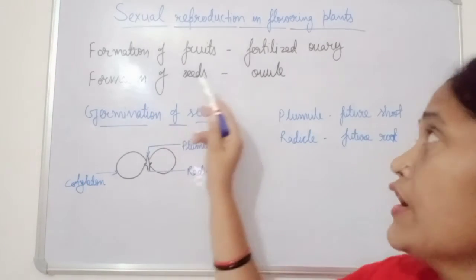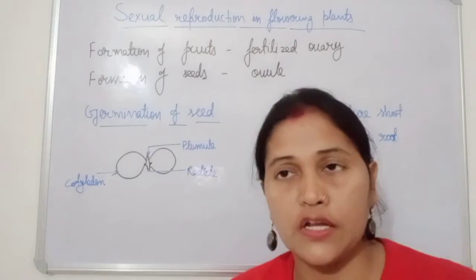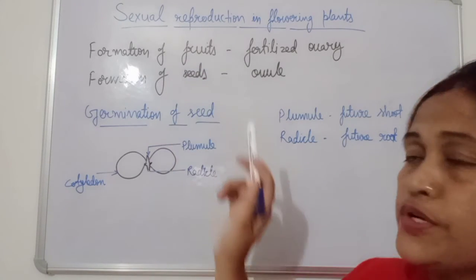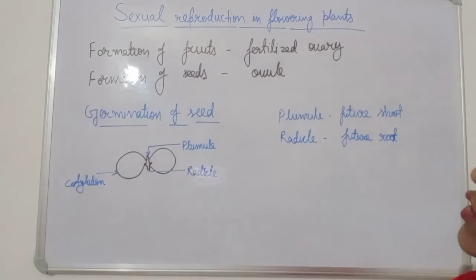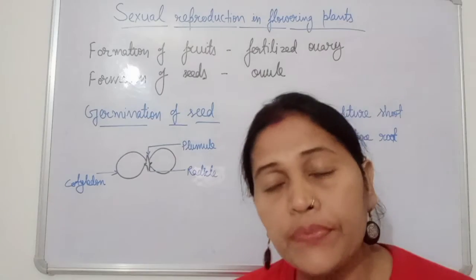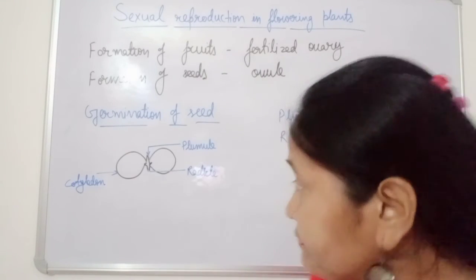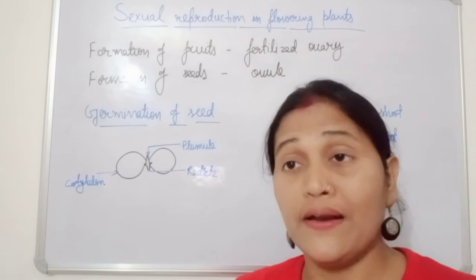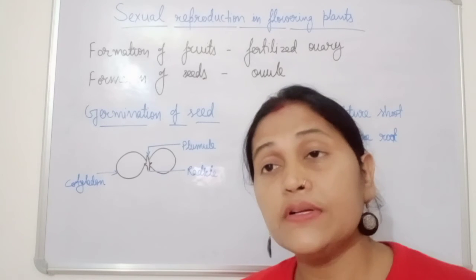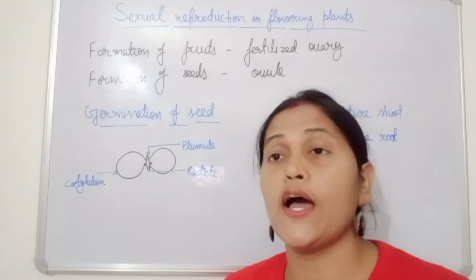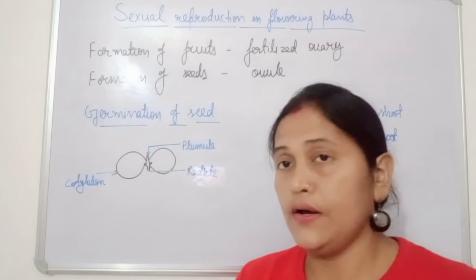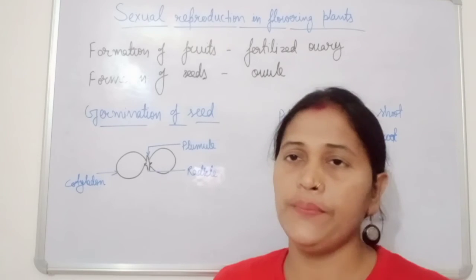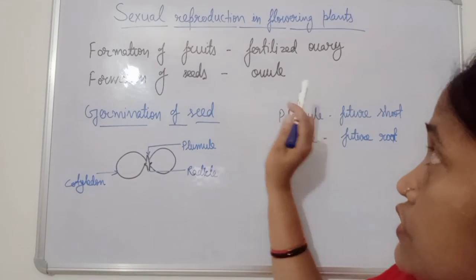So this is the fate of fertilization. After fertilization, the events are the formation of fruit through the fertilized ovary and the formation of seed by the ovule. Now what happens to the sepals, petals and other accessory parts? Sepals, petals, stamen and style are not needed for further process, so they shrivel and fall off.